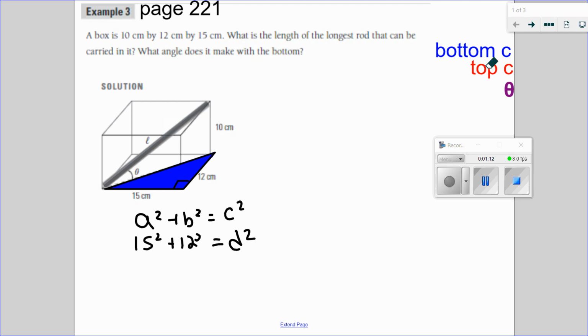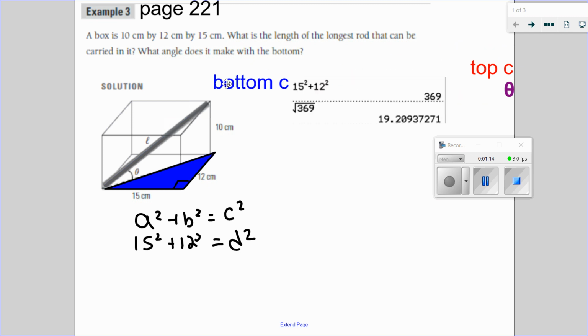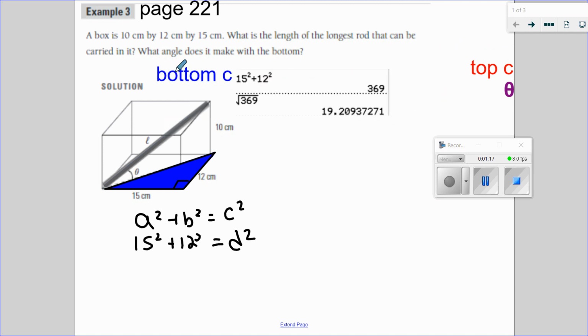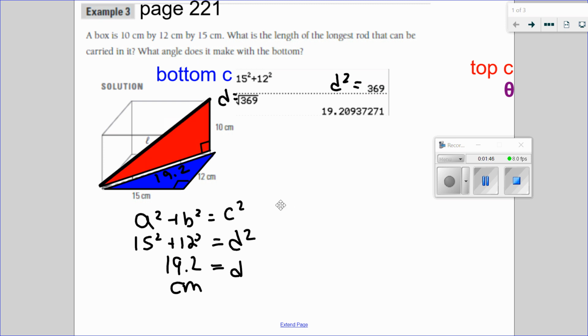So putting this into your calculator, I see that a squared plus b squared equals 369. So that means that d squared equals 369, and of course d equals the square root. So d is equal to the square root, which is 19.2 centimeters. Now that I know this is 19.2 centimeters, I can find the hypotenuse of the other triangle. It's going to be with the rod and the height, and again, the hypotenuse is now going to be the new base. So this is the new triangle that I'm dealing with now.